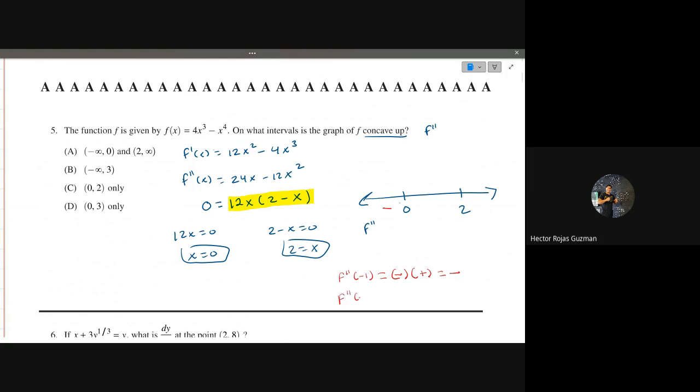Okay, I can also plug in the 1. 12 times 1 is positive. 2 minus 1 is positive. So we get positive. Lastly, we're going to go ahead and plug in something greater than 2. 12 times 3 is positive. 2 minus 3 is negative, which gives us a negative. So f of x is concave up on the interval from 0 to 2.